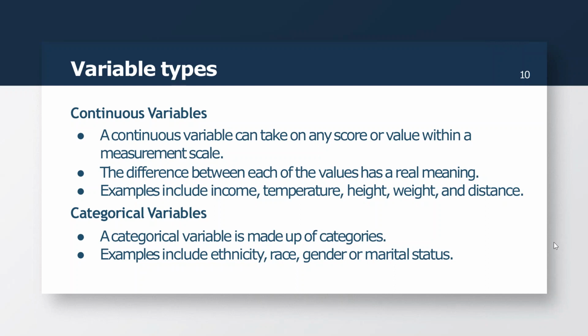Then there's another set of variables, which is categorical variables. It is basically made up of categories like A, B, C, D, like gender, for example. It's either male or female, right? Or race, or marital status. So I think this makes it very clear as to what categorical is.